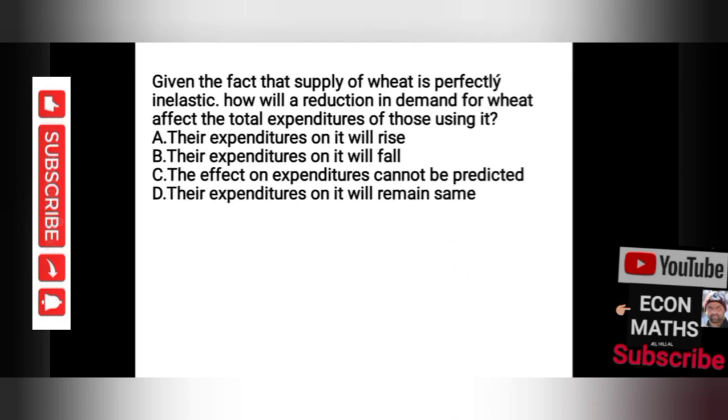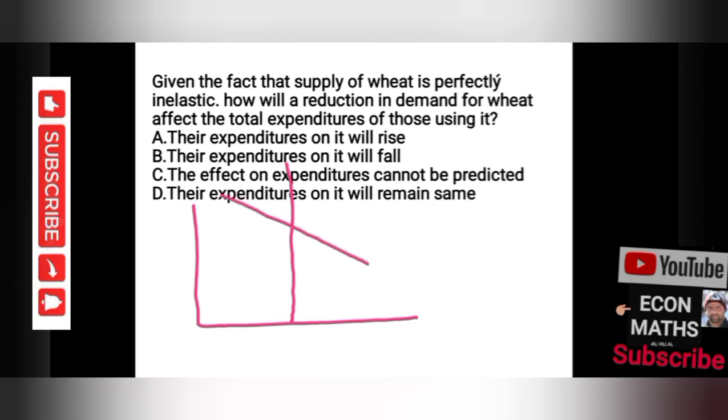Next question: given the fact that supply of wheat is perfectly inelastic, how will a reduction in demand for wheat affect the total expenditure of those using it? The first option is their expenditures on it will rise. Second, their expenditures on it will fall. Third, the effect on expenditures cannot be predicted. D, the expenditures on it will remain the same. So we will see, if the supply of wheat is perfectly inelastic, that means we have a vertical supply schedule.